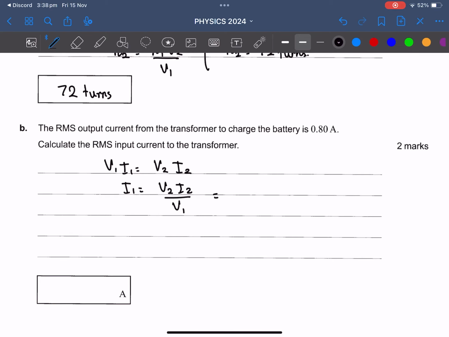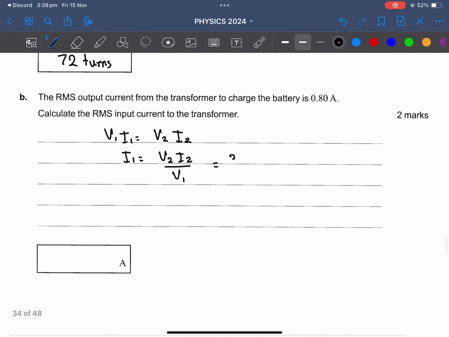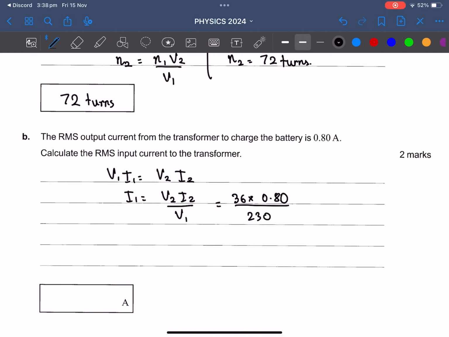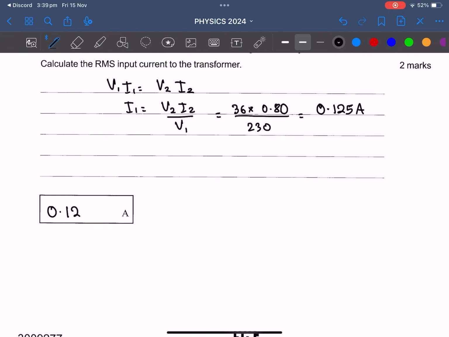So we'll have V2, which is 36, times 0.80, divided by V1, which is, what was it again? 230, yep. Which is equal to, let me put it in my calculator. Okay, I've been doing way too much maths these days. So I get 0.125 amps roughly. So yeah, 0.125 amps.